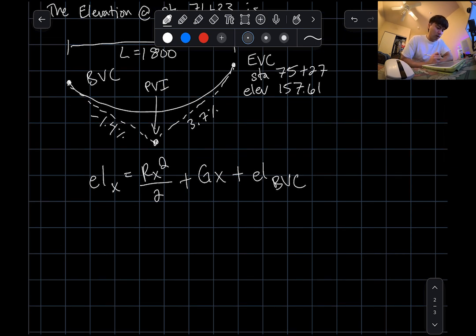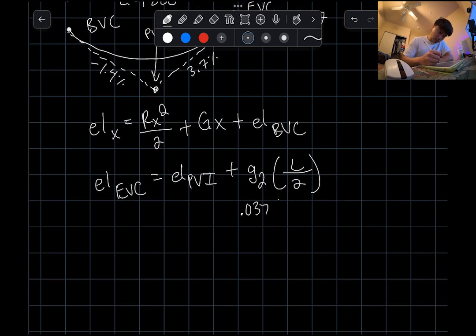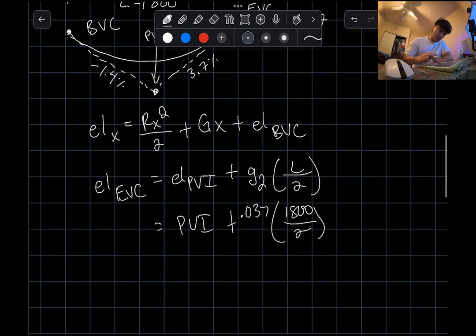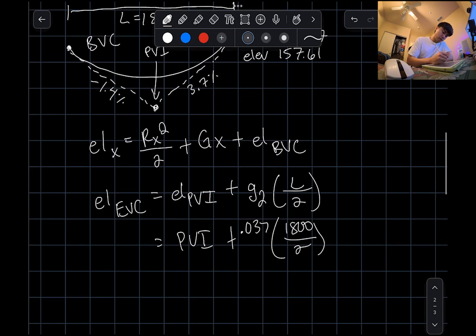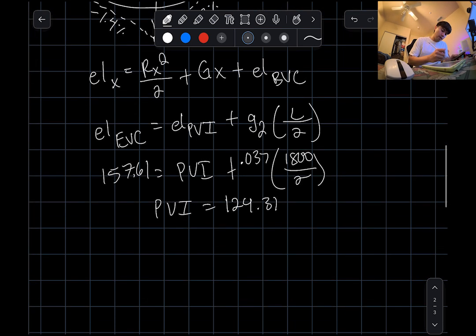Let's start off with getting BVC. To get that, we need PVI first. So elevation of EVC equals elevation of PVI plus G2 times L over 2. We know G2 is 0.037, length is 1800 over 2, plus PVI. We're just going to put PVI equals elevation of EVC, which is 157.61. To get PVI, obviously you subtract from both sides, and it equals 124.31.